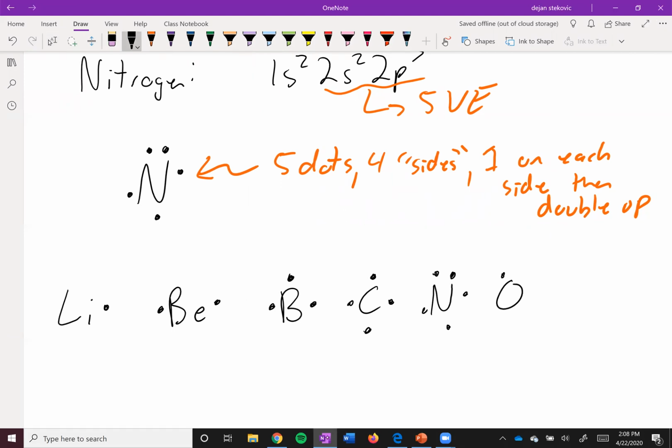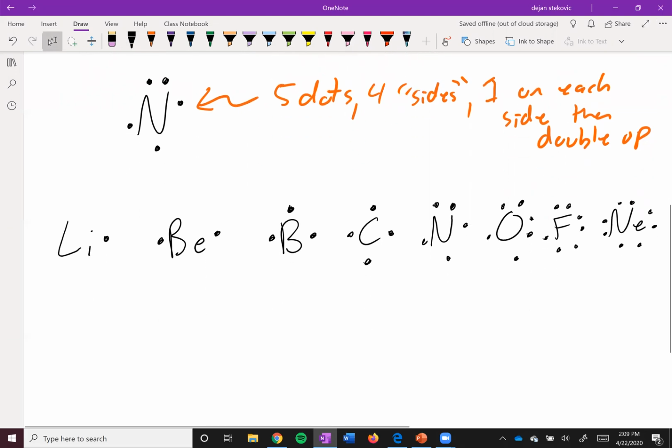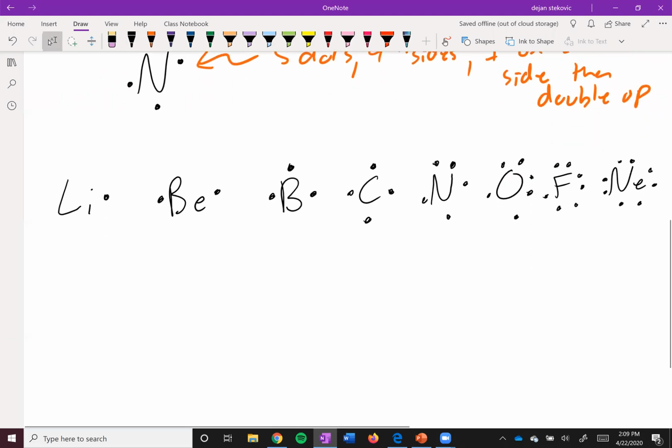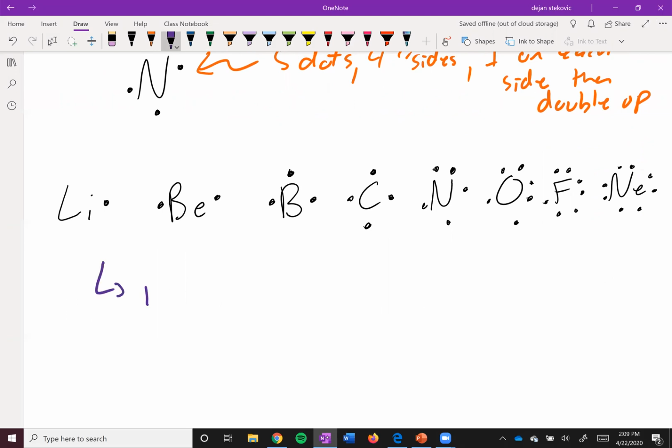Oxygen, 6 valence electrons, so 6 dots. Fluorine, 7 valence electrons, so 7 dots. And then neon, 8 valence electrons, so 8 dots. And then there's your Lewis dot structure for all of these. And so just some things to keep in mind is that filled valence shells are energetically favorable.